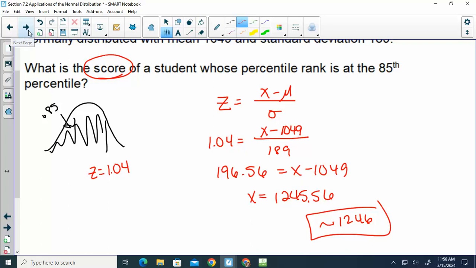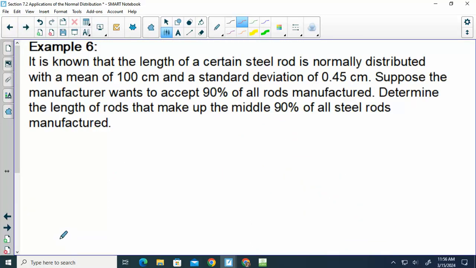Look at some more. It is known that the length of a certain steel rod is normally distributed with a mean of 100 centimeters and standard deviation of 0.45 centimeters. Suppose the manufacturer wants to accept 90% of all rods manufactured. Determine the lengths of rods that make up the middle 90% of all steel rods manufactured.